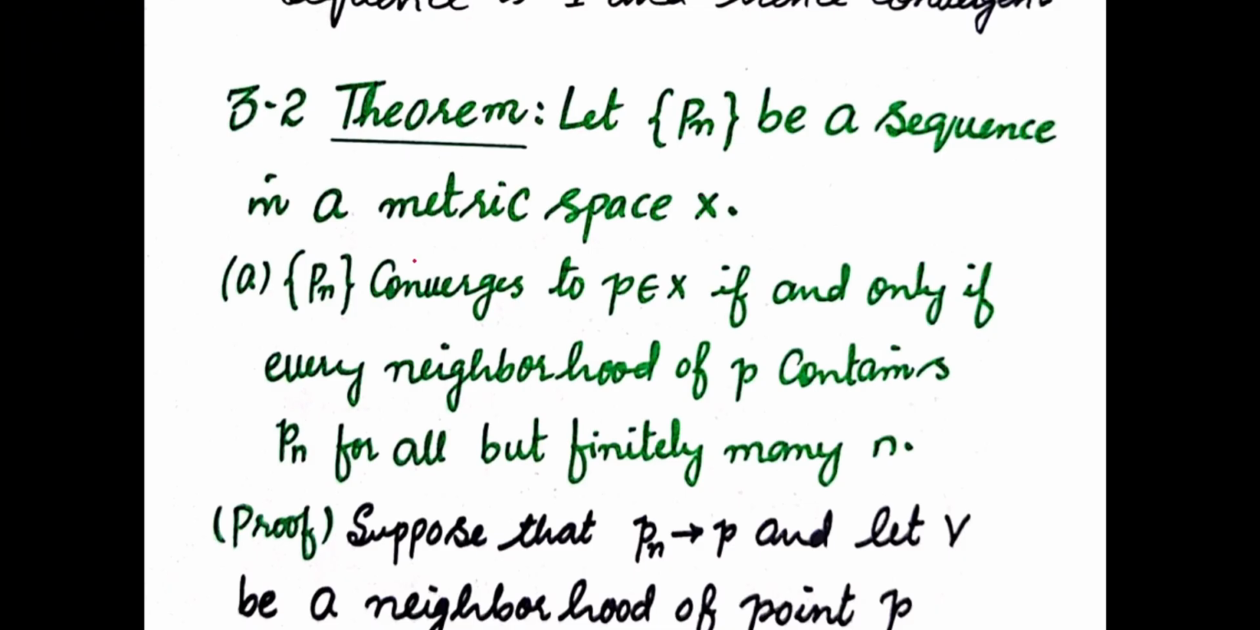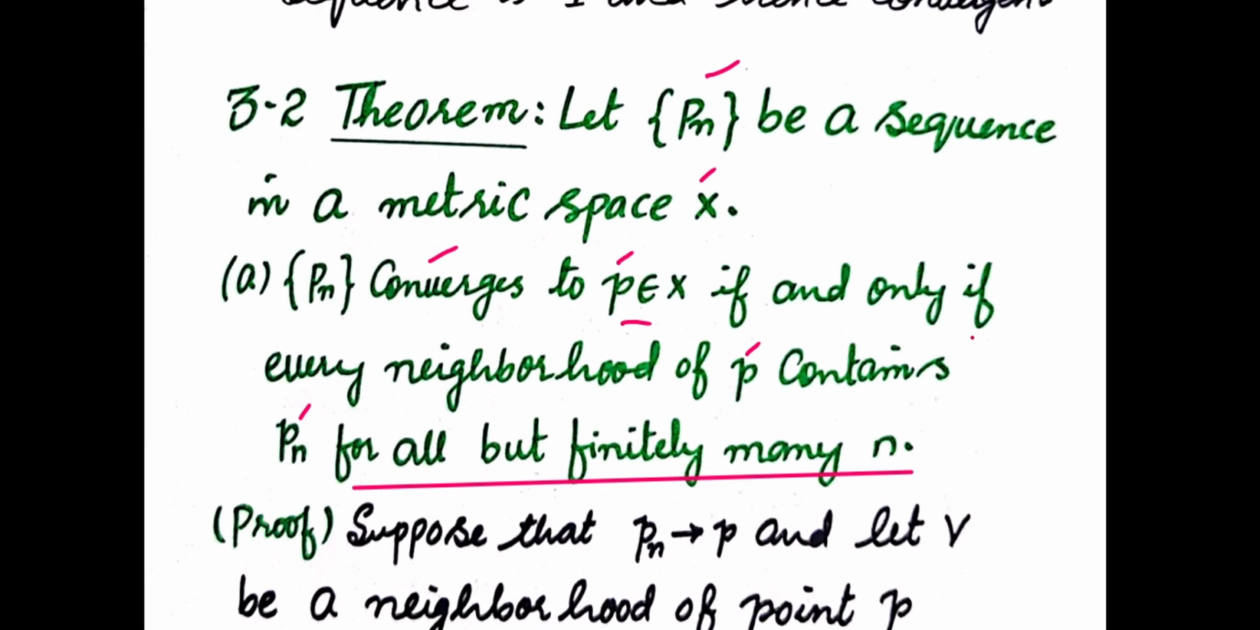This theorem has 4 parts. The theorem says, let P_n be a sequence in a metric space X. P_n converges to a point P belonging to X if and only if every neighborhood of the point P contains P_n for all but finitely many n. Firstly, understand this line. This is very important: for all but finitely many n.